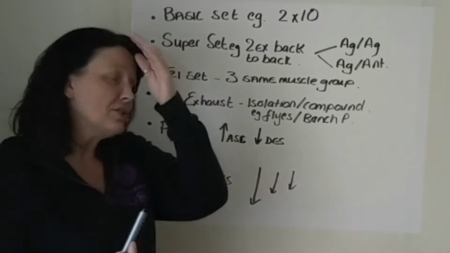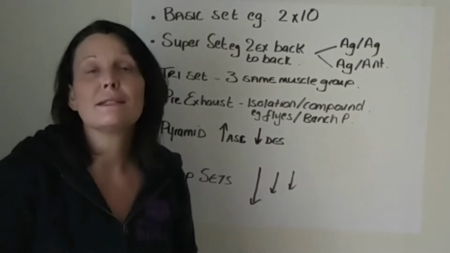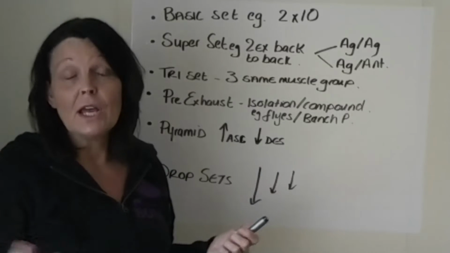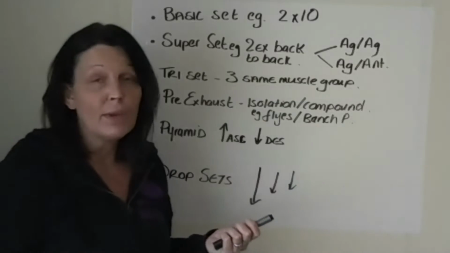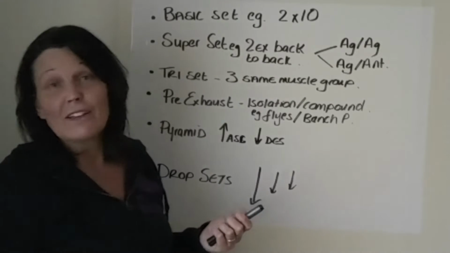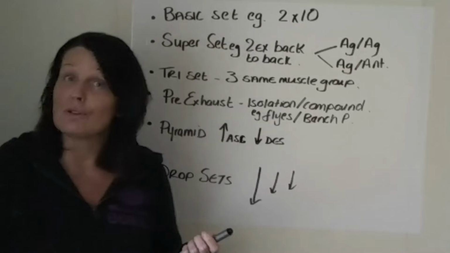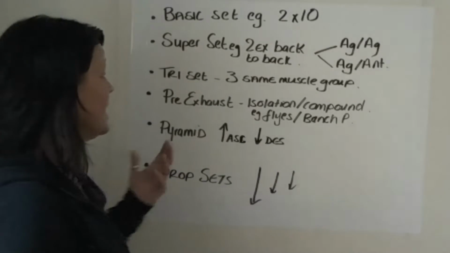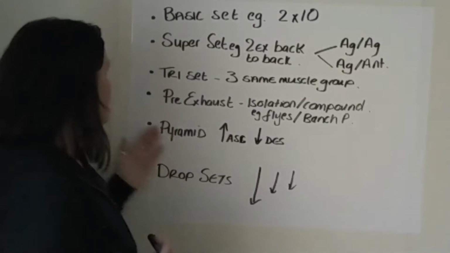You can also add on to that and do a giant set. So a giant set, basically 4 or more exercises back to back, no rest. And that would be, for example, the legs. We could do leg extension, leg curl, adductors and abductors. Massively increased overload and definitely time efficient again.